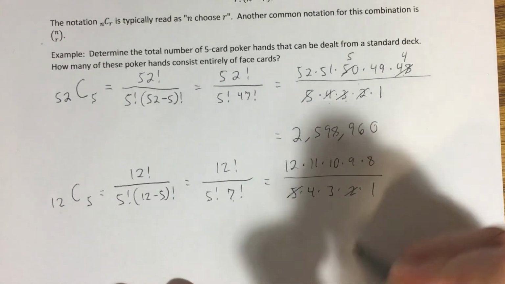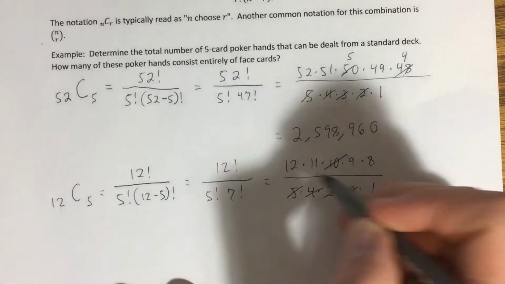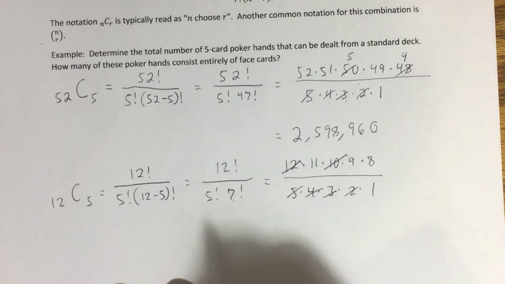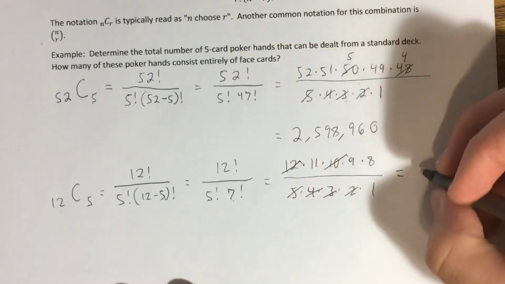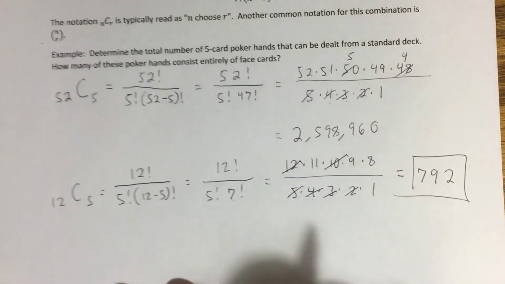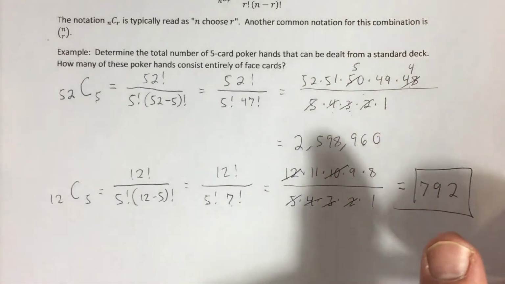5 times 2 is 10. That cancels completely with that 10. 4 times 3 is 12. That cancels completely with that 12. What I'm left with is 11 times 9 times 8. And this is a considerably smaller number than what we just saw. This comes out to 792. Okay, so that's really one example with 2 parts, but involving combinations.